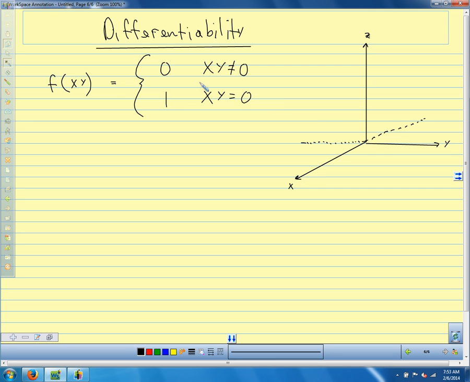Along x equals 0 and along y equals 0, the product of x and y would be 0, right? Along x equals 0 or along y equals 0, the product would be 0. So our surface is at a z value of 1 where x equals 0 and y equals 0. Where is x equals 0 and y equals 0? Where are those things? Where is x equal to 0?